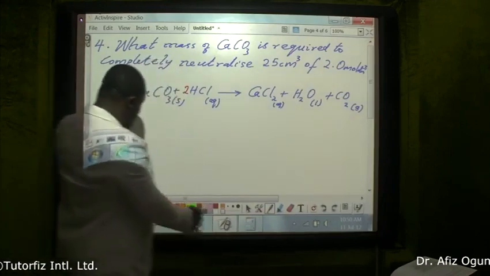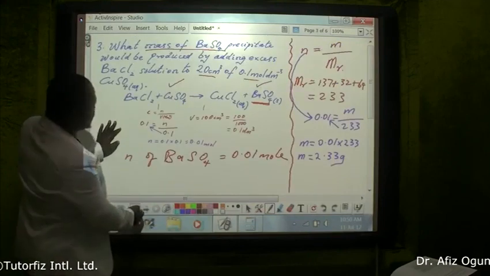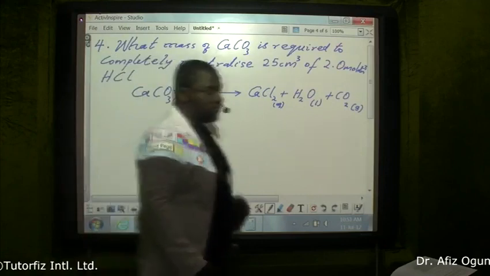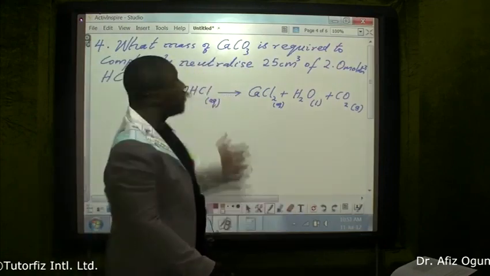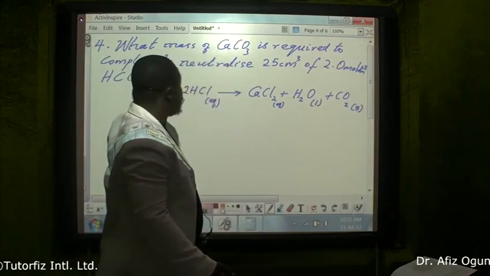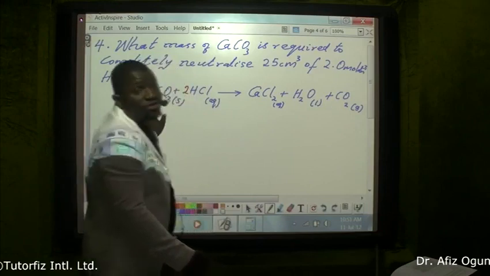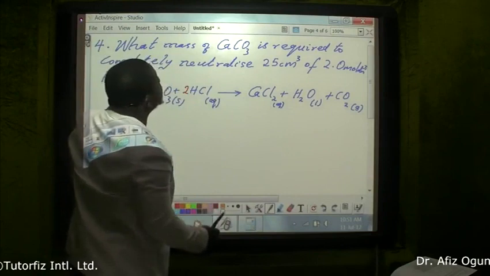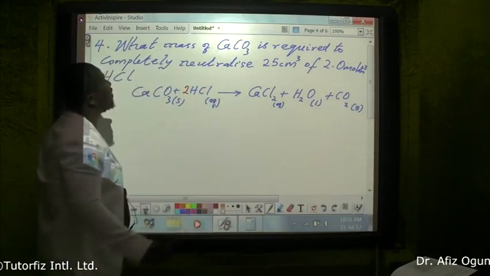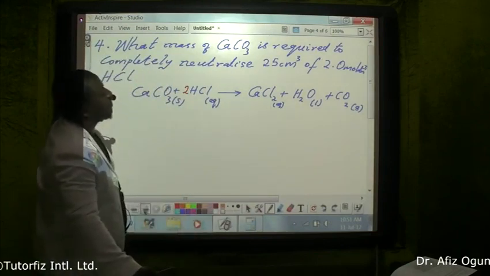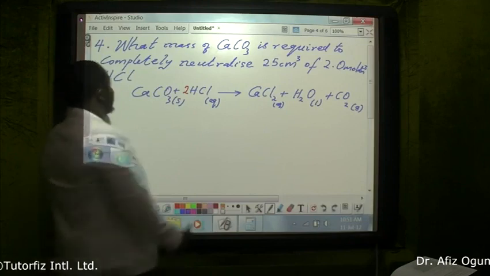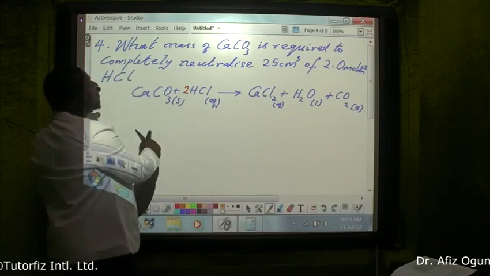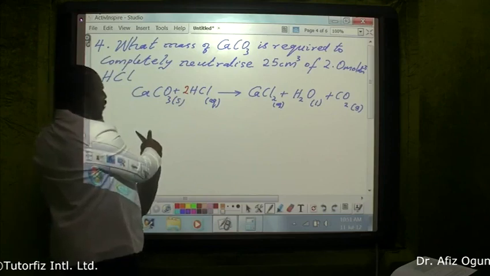involves a neutralization reaction, which is something that you get in your titration, but this one is not titration. But if you understand this, you understand all titration calculations. Same thing. Now, what mass of calcium carbonate is required to completely neutralize 25 cm cube of this HCl? I have balanced the equation for you. And what am I looking for?